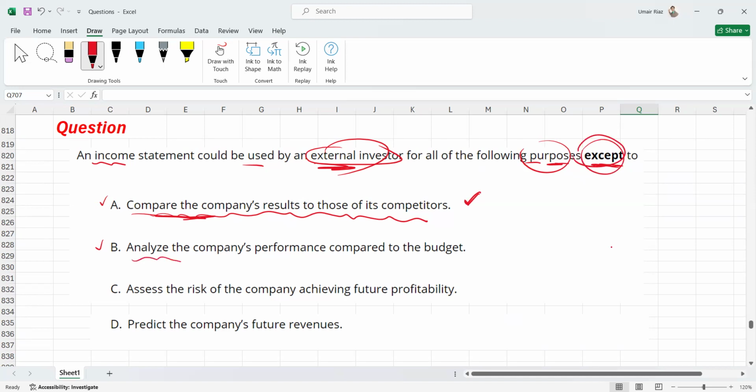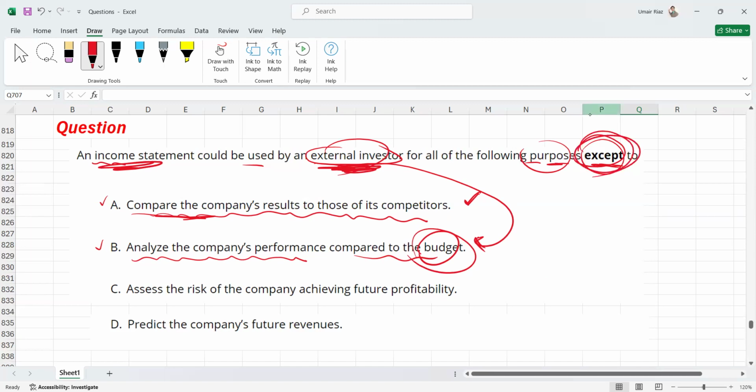Second requirement, analyze the company's performance compared to the budget. Guys, as an external investor, I cannot do this. Reason, because the budget is an internal document which is not published to the public. So if I'm an external investor, I have only information from the income statement, but I will not have access to the budget. That is why I cannot compare the income statement with the budget to assess the company performance. Actually, this is the answer, because I cannot use it for this purpose as I don't have access. This is the answer of the question, guys. For this purpose, I cannot use it because I don't have access to the budget.